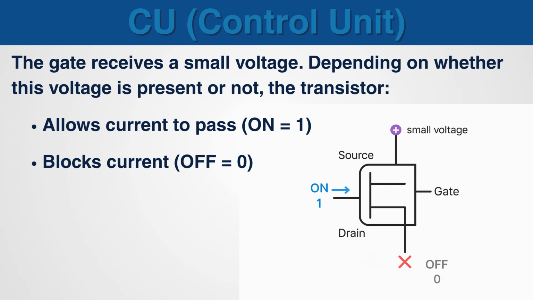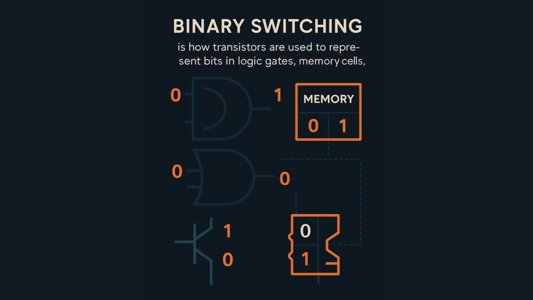Depending on whether this voltage is present or not, the transistor allows the current to pass, that's on, or 1, or it blocks the current, which means off, or 0. This binary switching is how transistors are used to represent bits in logic gates and memory cells, to list a couple of examples.